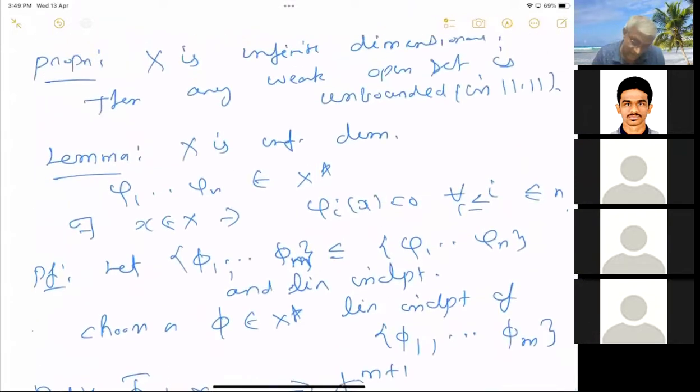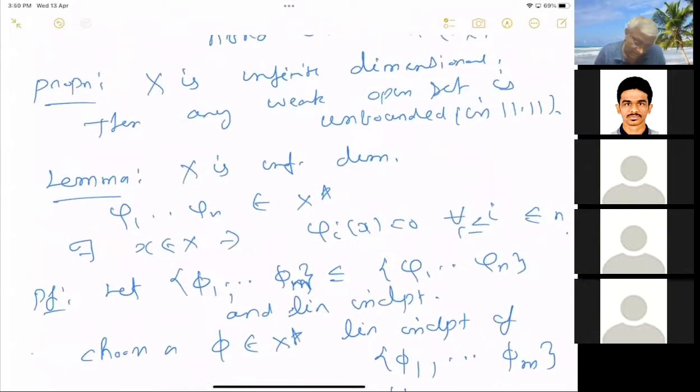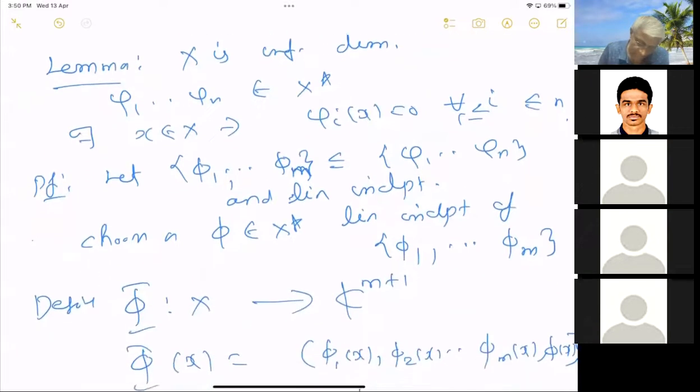We are given a finite set of linear functionals. Then there exists an x which vanishes on all of them, which is in the intersection of the kernels of all those phi_i.